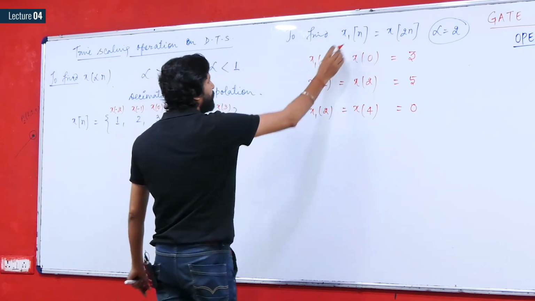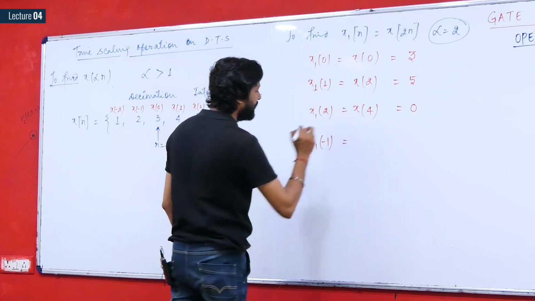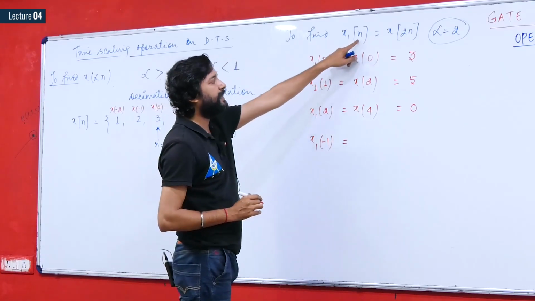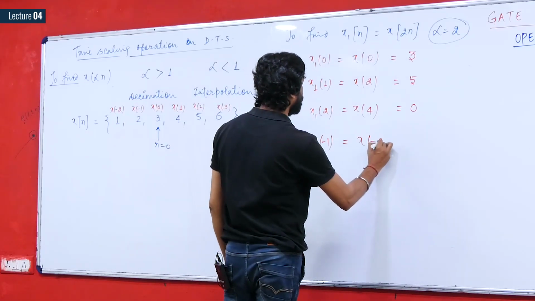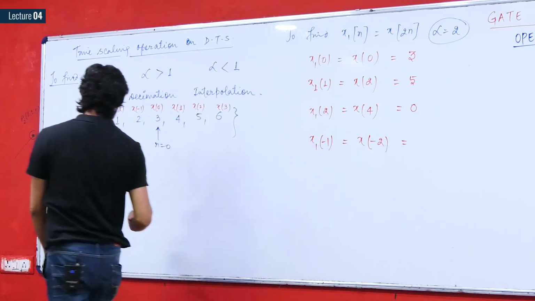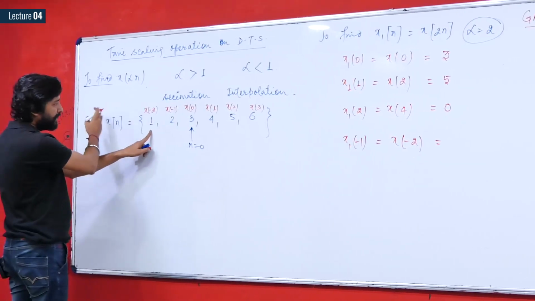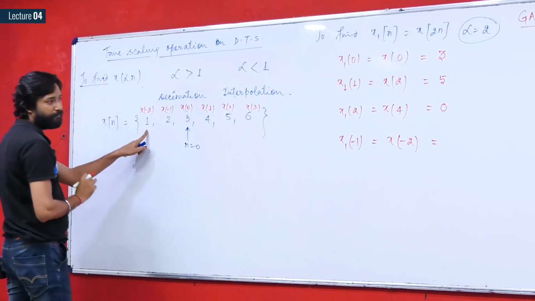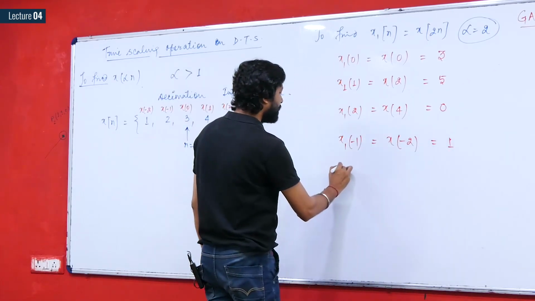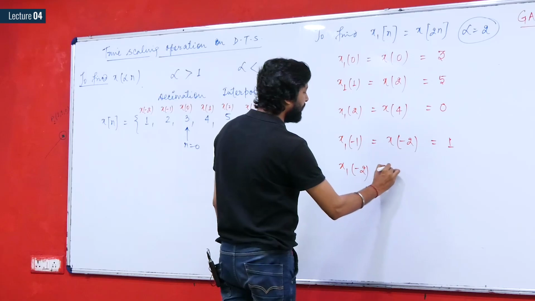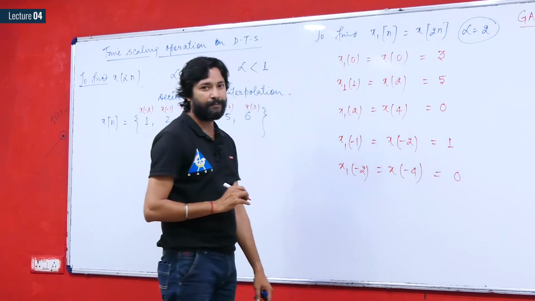Now if you want to plot the signal x1 of n at n equals minus 1, what will be the value? x1 of minus 1 will be equal to x of minus 2. What is the value of x of minus 2? You can see here the value of x of minus 2 is 1, and before this value all other sample values are 0. But if you take x1 of minus 2, then it will be x of minus 4, and as the signal is absent, the value of x of minus 4 is 0.